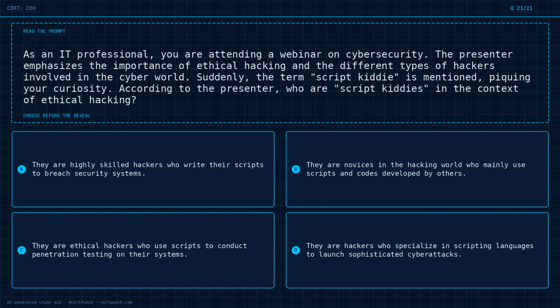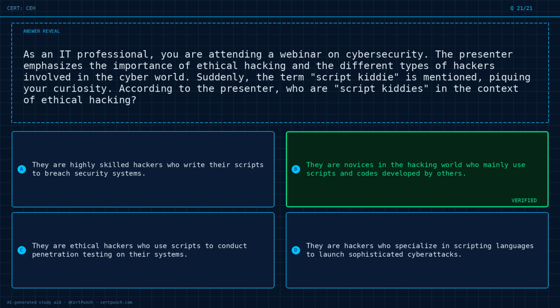Option A, they are highly skilled hackers who write their scripts to breach security systems. Option B, they are novices in the hacking world who mainly use scripts and codes developed by others. Option C, they are ethical hackers who use scripts to conduct penetration testing on their systems. Option D, they are hackers who specialize in scripting languages to launch sophisticated cyber attacks. Choose the best answer before the reveal. Commit to it now.